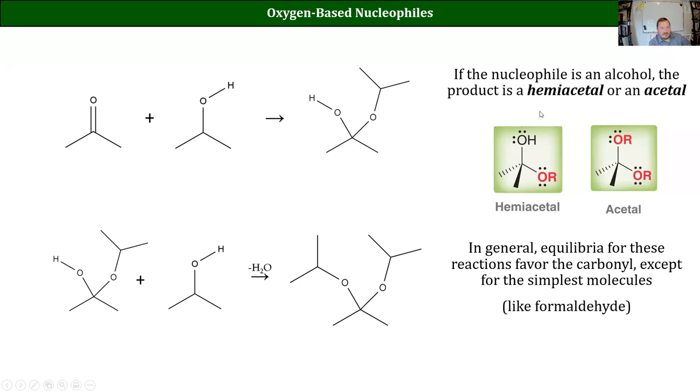These terms, hemiacetal and acetal, are really a holdover from when they first started studying biochemistry, and they noticed that carbohydrates formed these linked polymers. And in these linked polymers, the ring structure of the carbohydrates tended to either be hemiacetals or acetals, depending on the conditions.